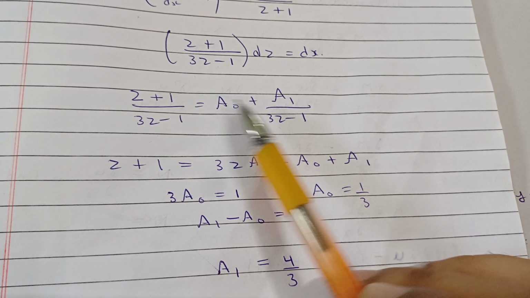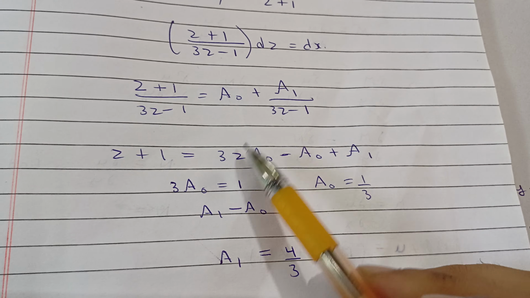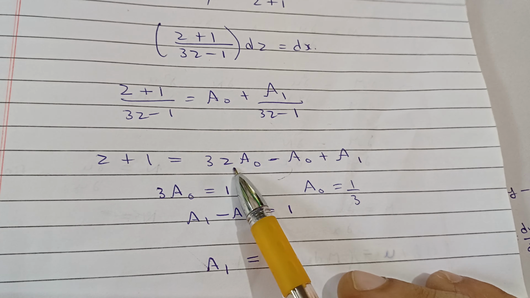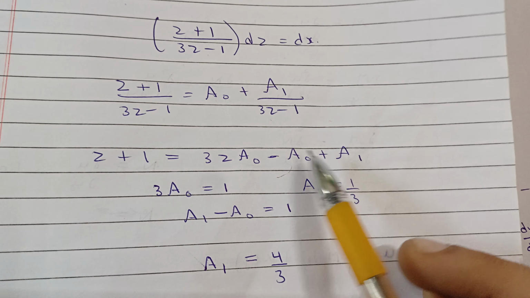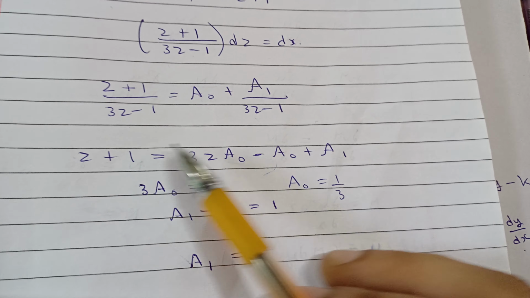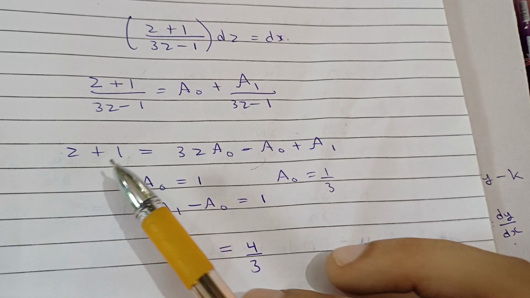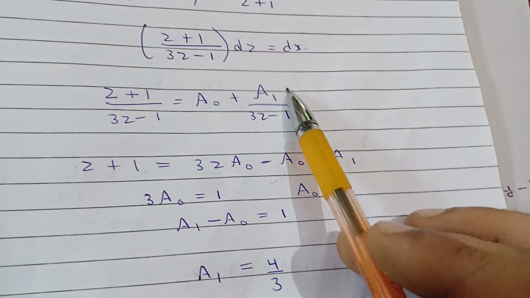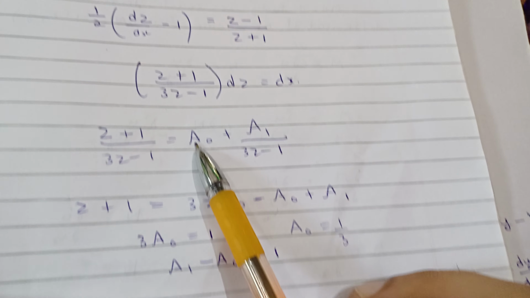So a naught 3z minus a naught plus a1, and in the denominator you have 3z minus 1. So now take the z terms here and the non-z terms here. Now 3a naught should be equal to 1 because the coefficient is 1 and this is 1, so a1 minus a naught should be 1. That's how you can find a naught and a1. So you will get something, then this will be constant.